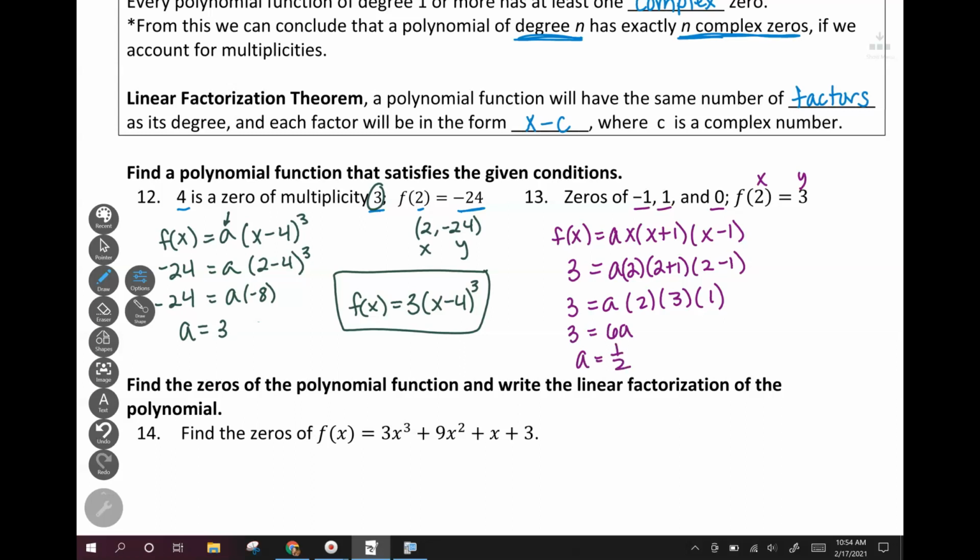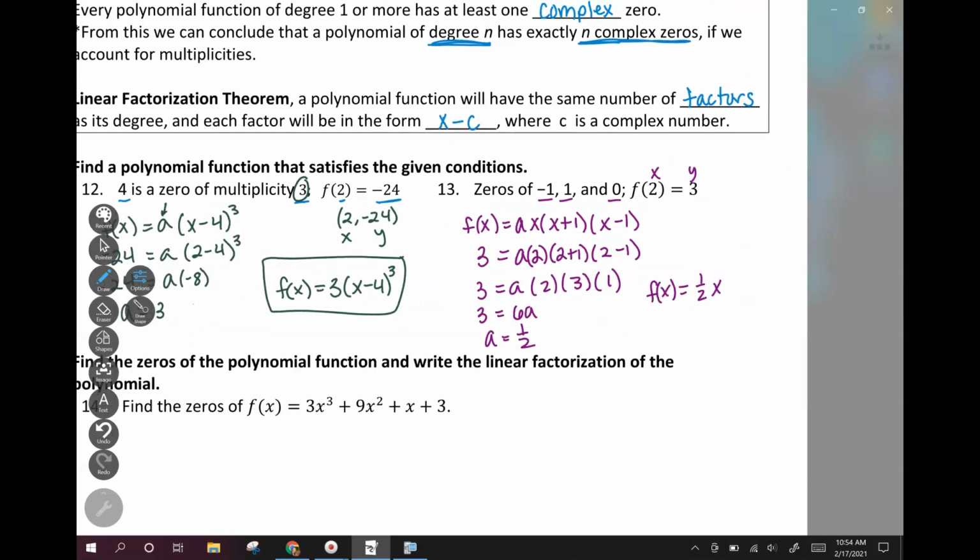So plugging that back in for a at the beginning, I've got f of x equals 1/2 times x times (x plus 1) times (x minus 1). So if I have 3 zeros, which means I have 3 factors, that means that this is a polynomial of degree 3. Just tying that back into those theorems. This would be a polynomial of degree 3.